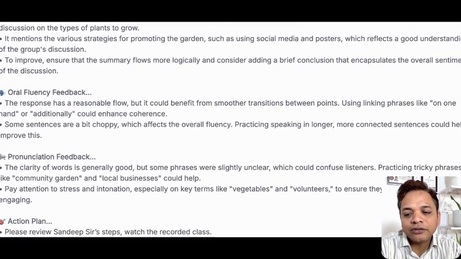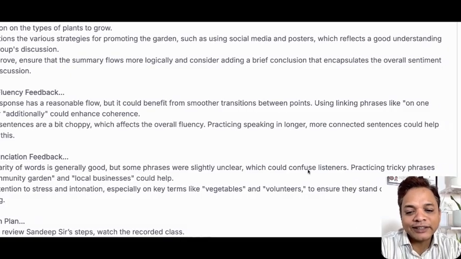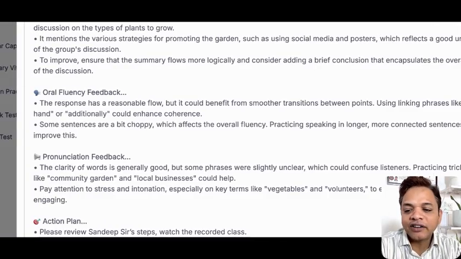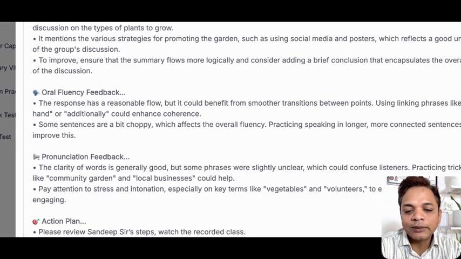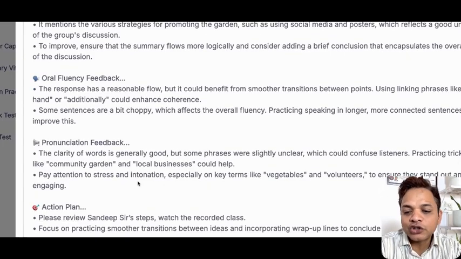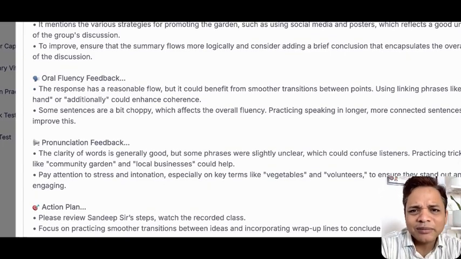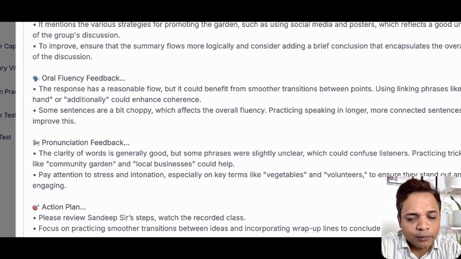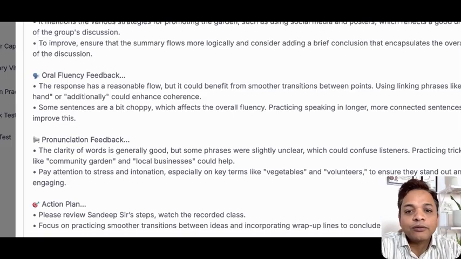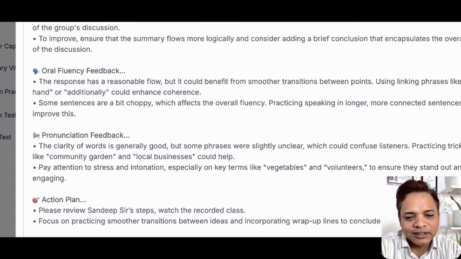Pronunciation: the clarity of words is generally good, but some phrases were slightly unclear, which could confuse listeners. Practicing tricky words like community garden, local business could help. Pay attention to stress, intonation. Stress is nothing but, guys, when you are pronouncing an important word, you will stress it. For example, community garden, posters, polls, land, help, volunteers, students, environmental department, something like that. So the stressing is good.